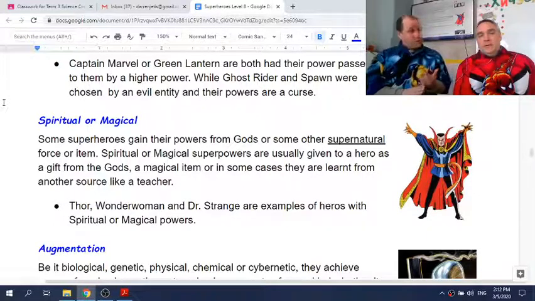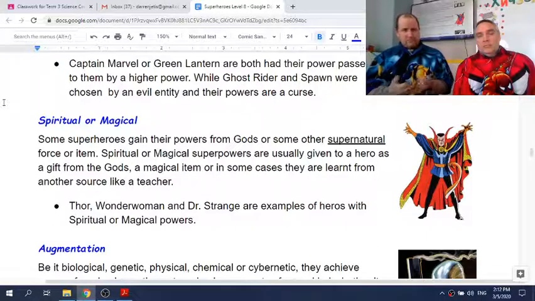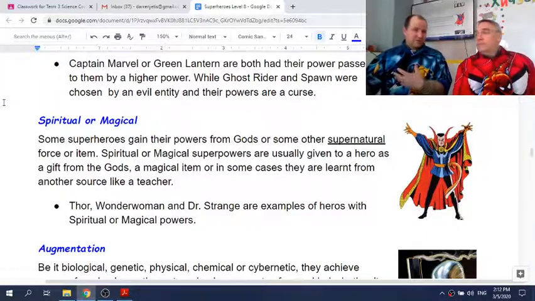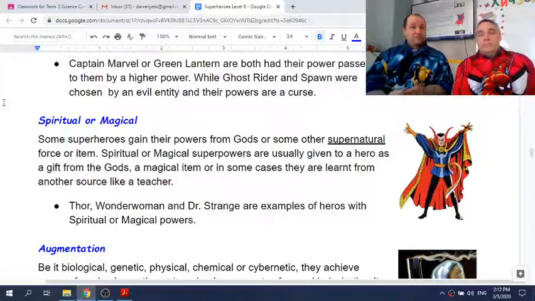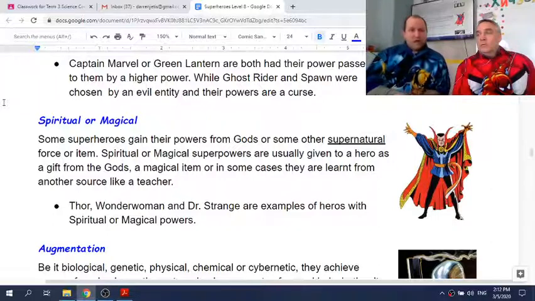Now, Thor is another one that's more mythical. He's the Norse god of thunder, right? And he's got his magic hammer. So he has super strength just from being a god. Well, he has the super strength from being a god too, but his magical hammer or axe, whichever one you want to look at, Stormbreaker or Mjolnir.